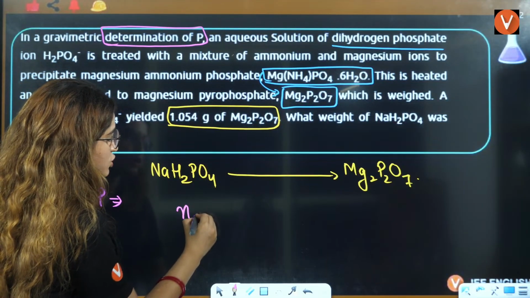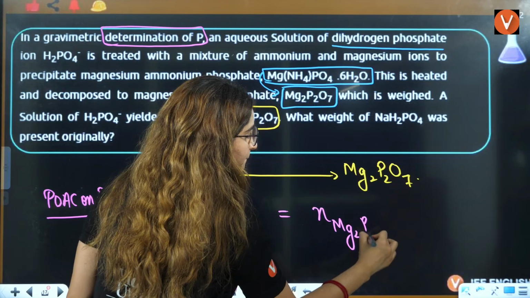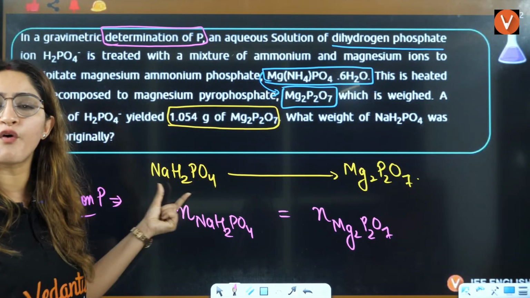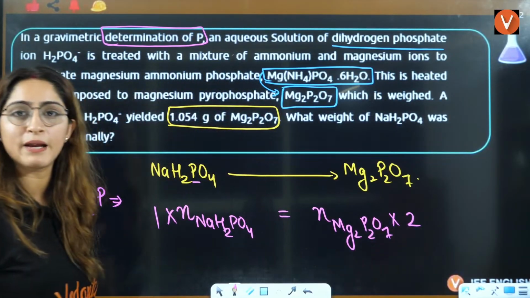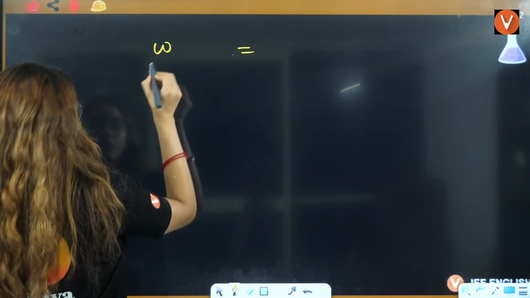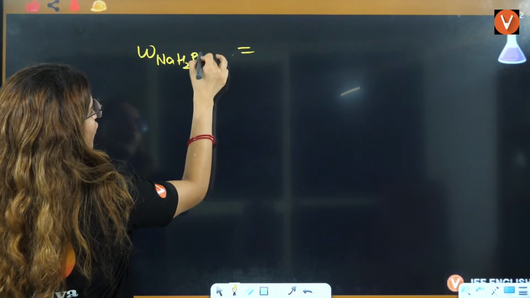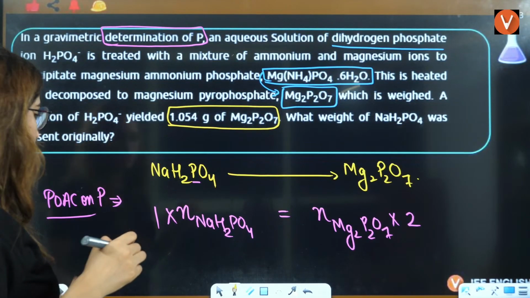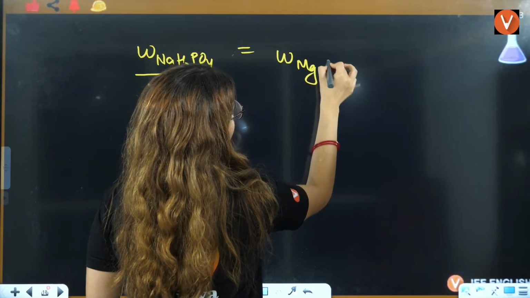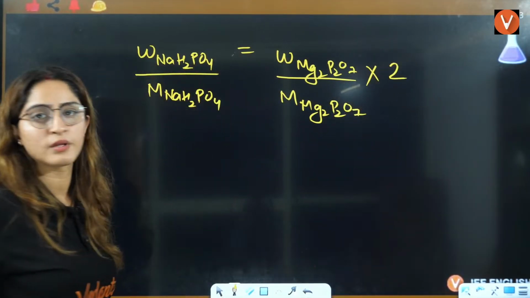So now the number of moles of NaH2PO4 equals the number of moles of Mg2P2O7, right? In NaH2PO4 you have just one phosphorus atom, so it is multiplied by 1. Here you have 2 phosphorus atoms, so it will be multiplied by 2. Now if you solve this with the help of weight: weight of NaH2PO4 divided by molar mass of NaH2PO4 equals 2 into weight of Mg2P2O7 divided by molar mass of Mg2P2O7.